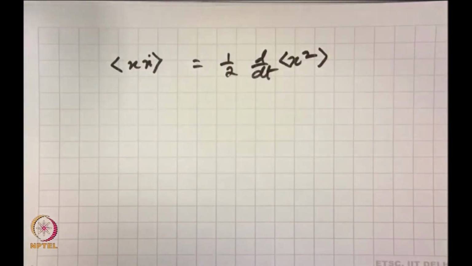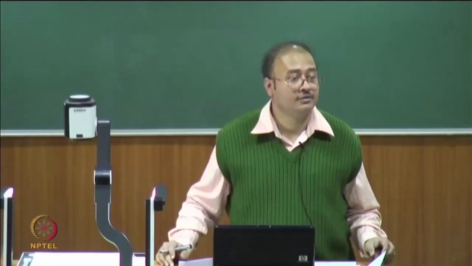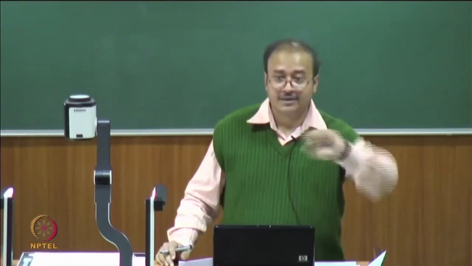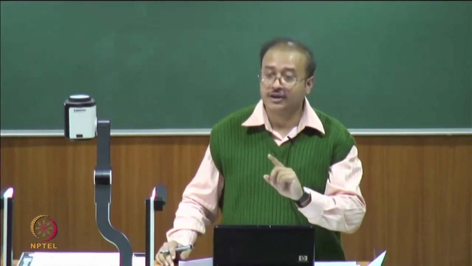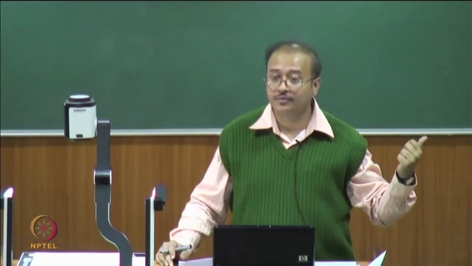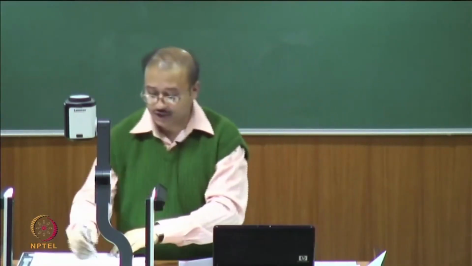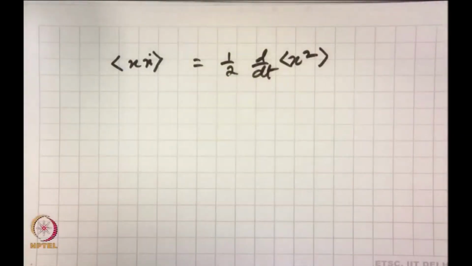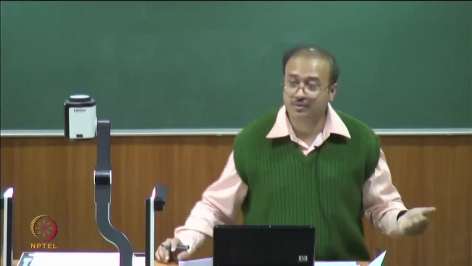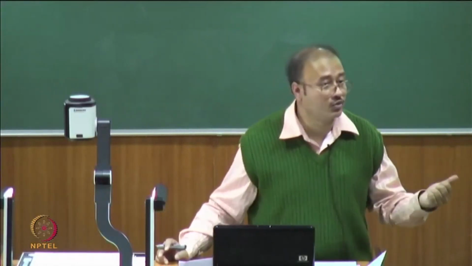Tell me, can I write it like that? What is d/dt of x squared? It should be x dx/dt, right? I will be having a 2 out there. So that will essentially give you what? x dot, and the 2 is taking care of that. Is it clear to everybody? So by doing this, we have brought in the mean squared displacement, x squared. That's what we wanted.